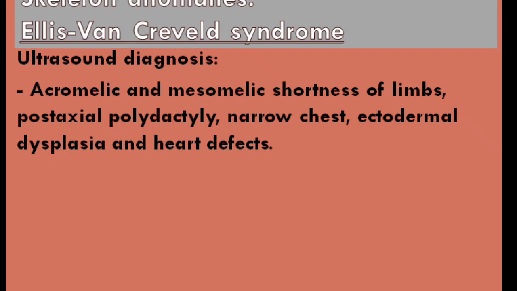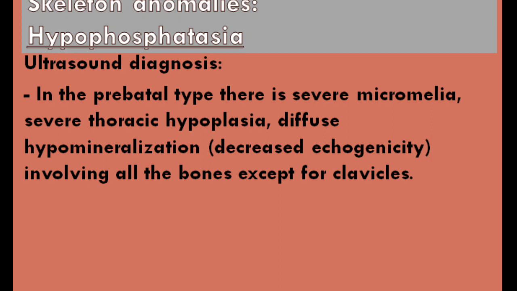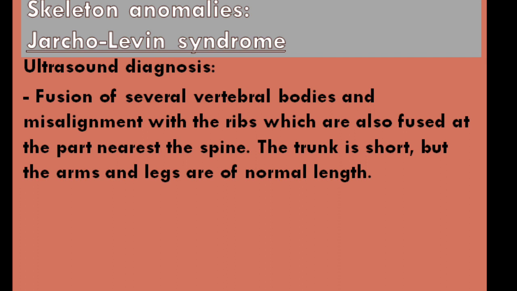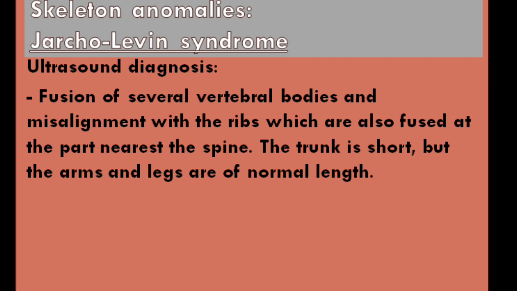10. Hypophosphatasia. Ultrasound diagnosis. In the prenatal type there is severe micromelia, severe thoracic hypoplasia, diffuse hypomineralization, decreased echogenicity, involving all the bones except for the clavicles. 11. Jarcho-Levin syndrome. Ultrasound diagnosis: fusion of several vertebral bodies and misalignment with the ribs, which are also fused at the part nearest the spine. The trunk is short, but the arms and legs are of normal length.